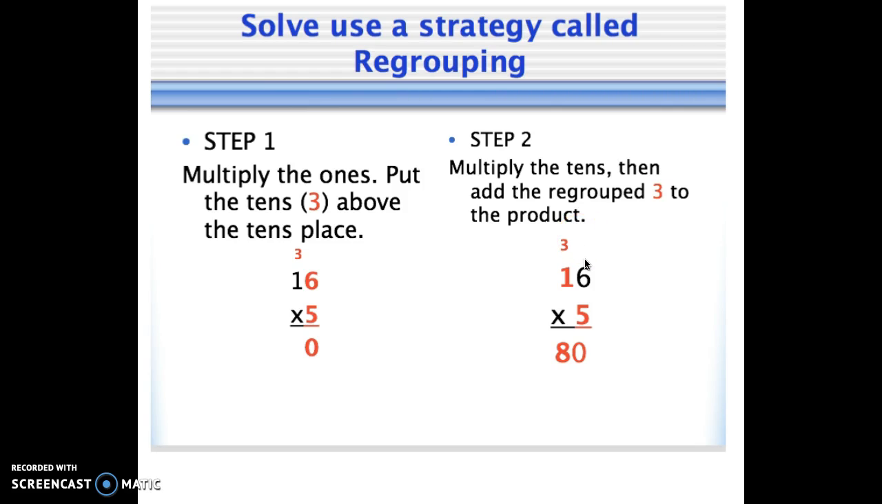So what am I saying there? Okay. So again, I did my 6 times 5 is 30. I did 0, and I'm going to carry the 3 over here. Then I'm going to go ahead and multiply the tens. I'm going to go this direction. So 1 times 5 is 5, and then I need to add in my 3. So 1 times 5 is 5, plus 3 is 8. Okay, so I put it right in the tens spot, and so I get the answer of 80. All right, let's go ahead and try that a bunch of times.